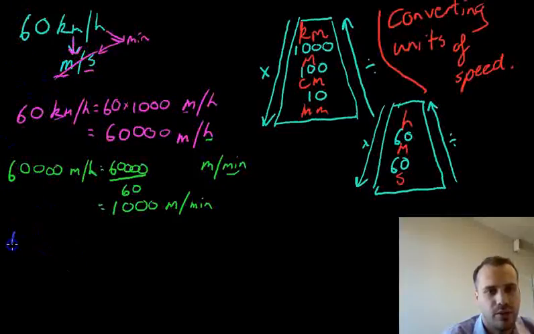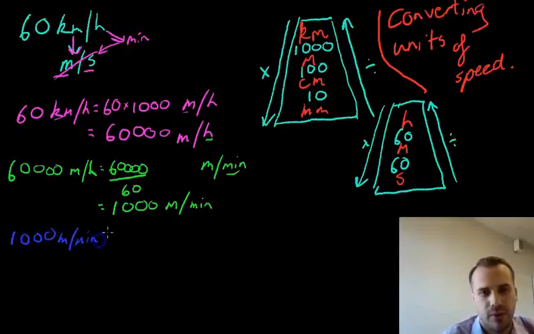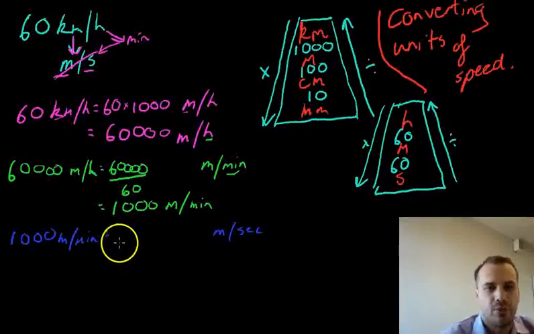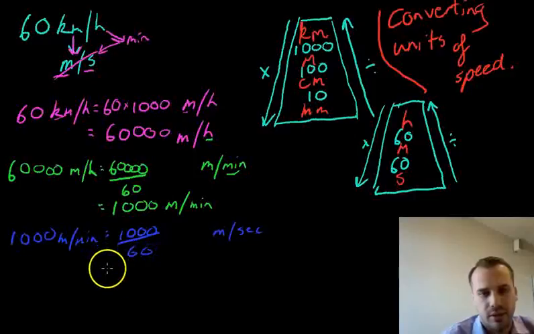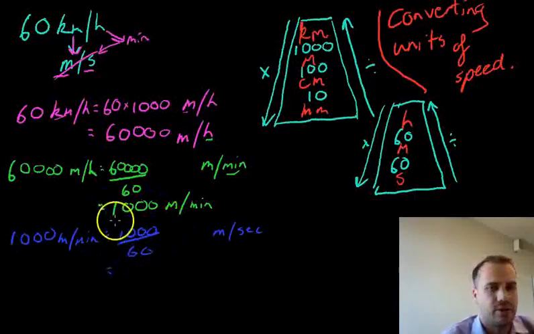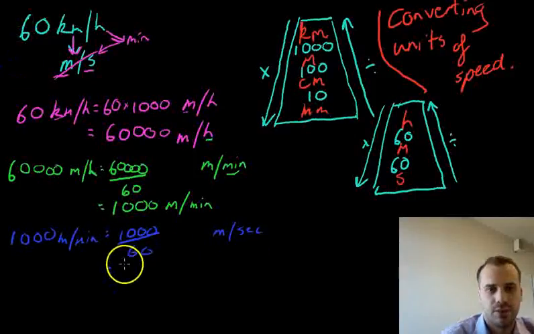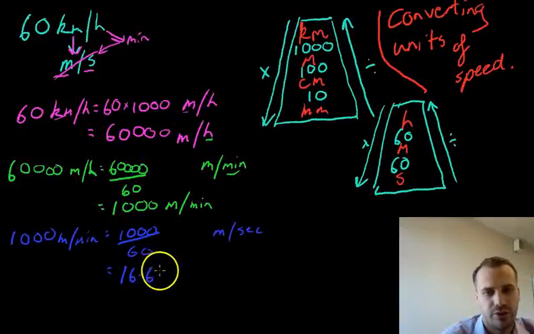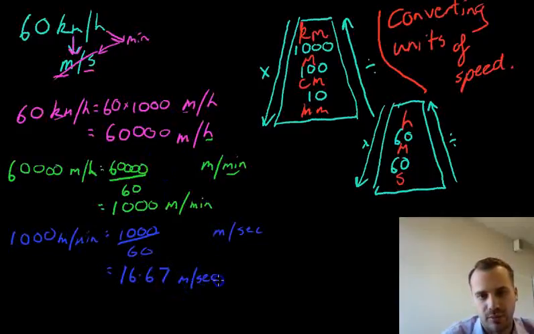Okay, so we've got 1,000 meters per minute, and we want to know what that is in meters per second. So we're going to need to take that number 1,000 and again divide that by 60. Now grab your calculator out, don't try to do this one in your head please. So using a calculator we get 16.66 recurring, or 16.67 will do us, meters per second.